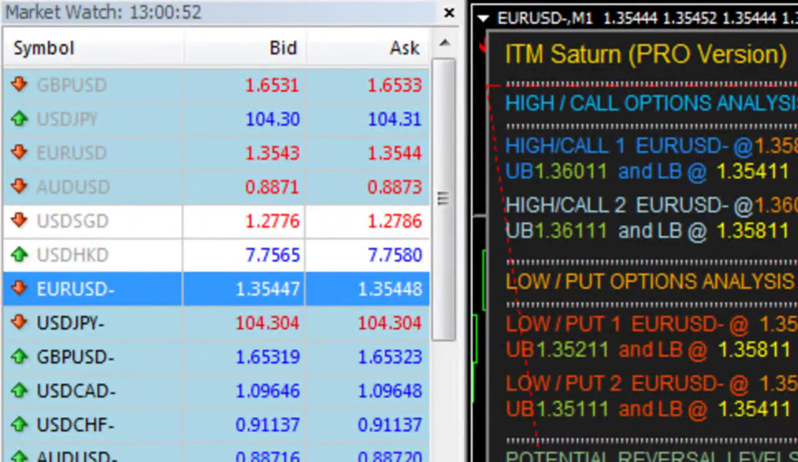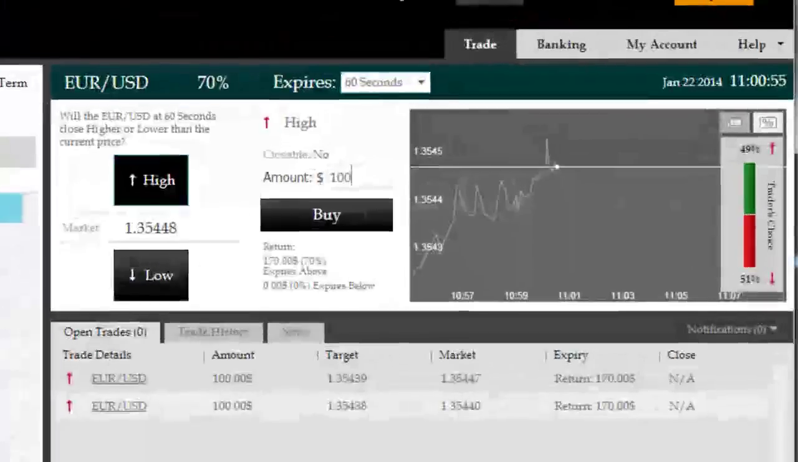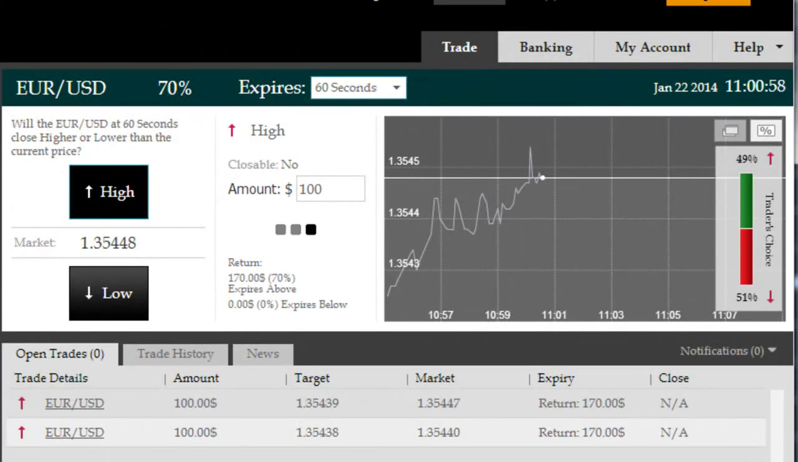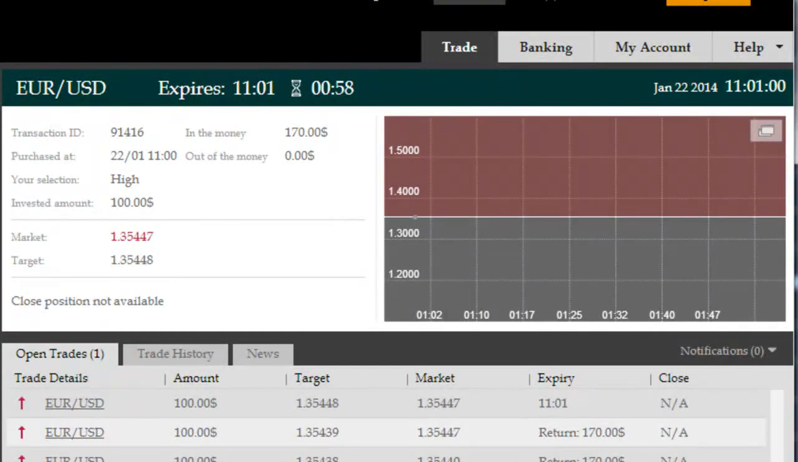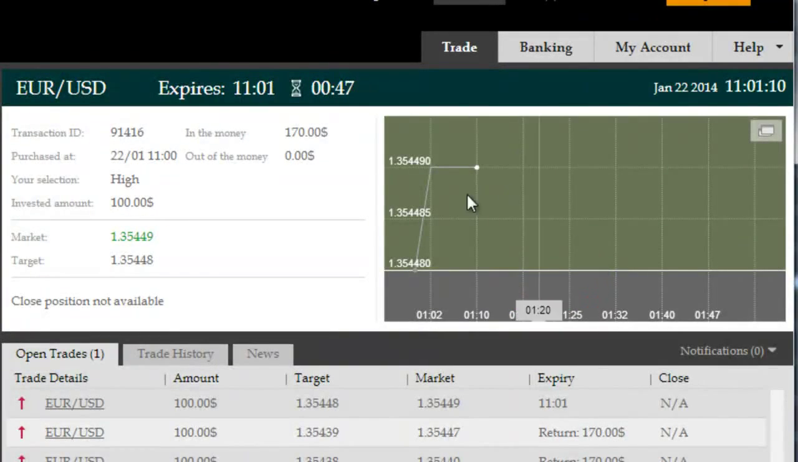Let's just keep monitoring that clock. 52, 53. We've got another 5, 6 seconds to go. Let's go ahead and place that and buy $100 investment into this Euro USD trade. Looking at 100% high call option probability. That pin bar signal you see over there is indicating a potential reversal, which means that even though we have 100% high call option probability, we are bound to see some fluctuation in this trade.